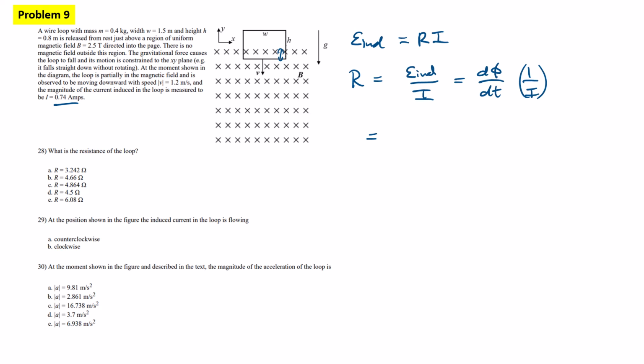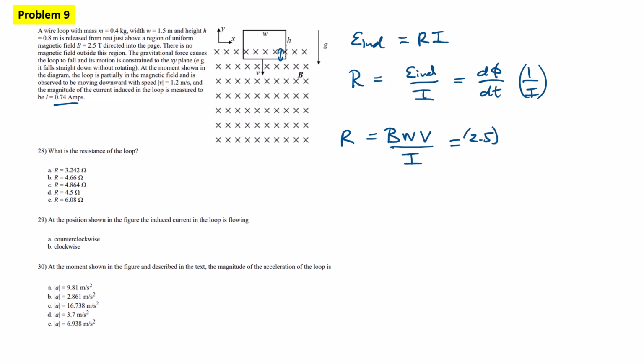So the change in flux here, the field is constant. The width is constant. The only thing changing now is this height, and the rate of change of that is nothing more than the speed of that loop. And now I have to divide by the total current. All right, so this is similar to what we've done before. Now we go ahead and substitute the numbers.